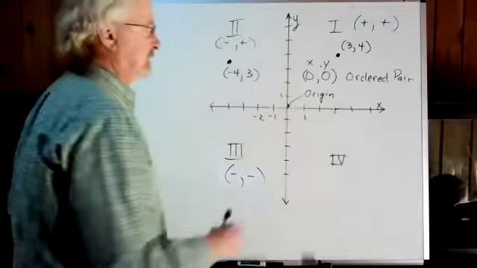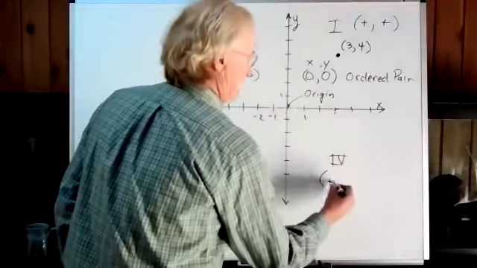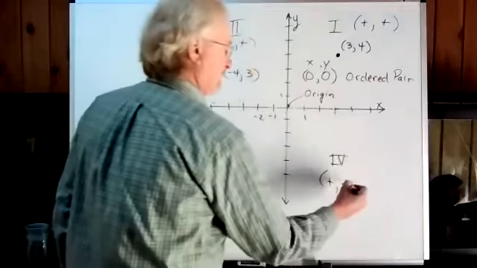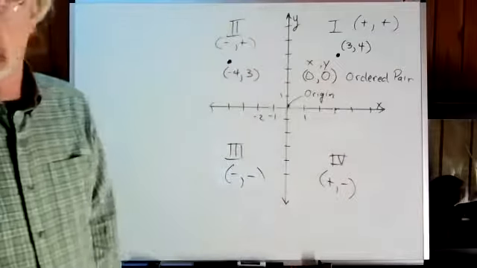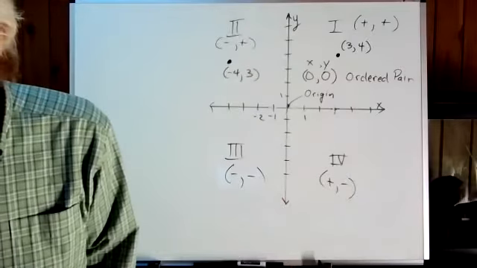And in the fourth quadrant, positive x, but negative y. So just understanding the signs in the different quadrants.